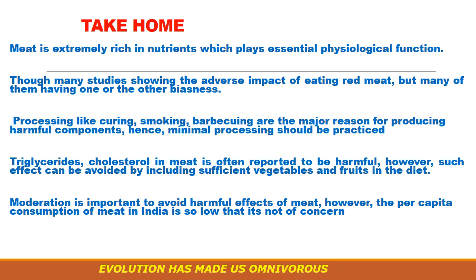Meat is extremely rich in nutrients, which play essential physiological functions. Though many studies show the adverse impact of eating red meat, many of them have one or the other bias. Processing like curing, smoking and barbecuing are the major reasons for producing harmful components. Hence, minimal processing should be practiced. Triglycerides and cholesterol in meat are often reported to be harmful. However, such effects can be avoided by reducing their quantum and also including sufficient vegetables and fruits in the diet. So moderation is important to avoid harmful effects of meat.